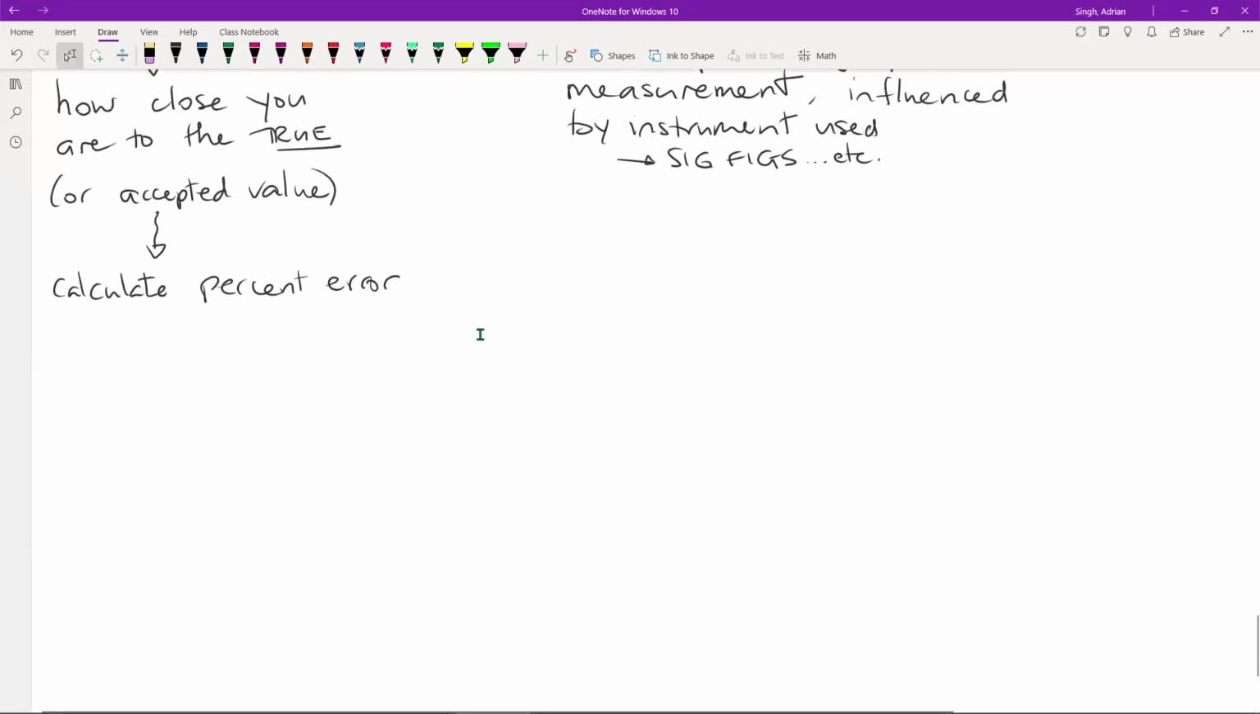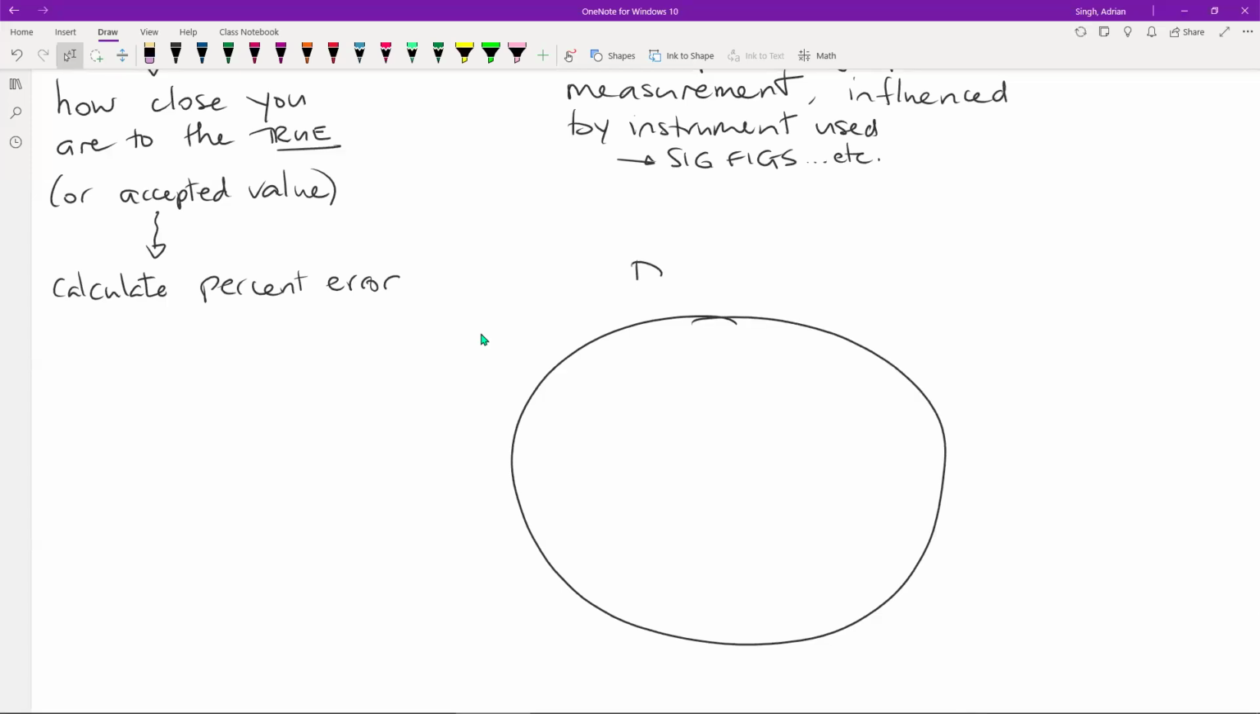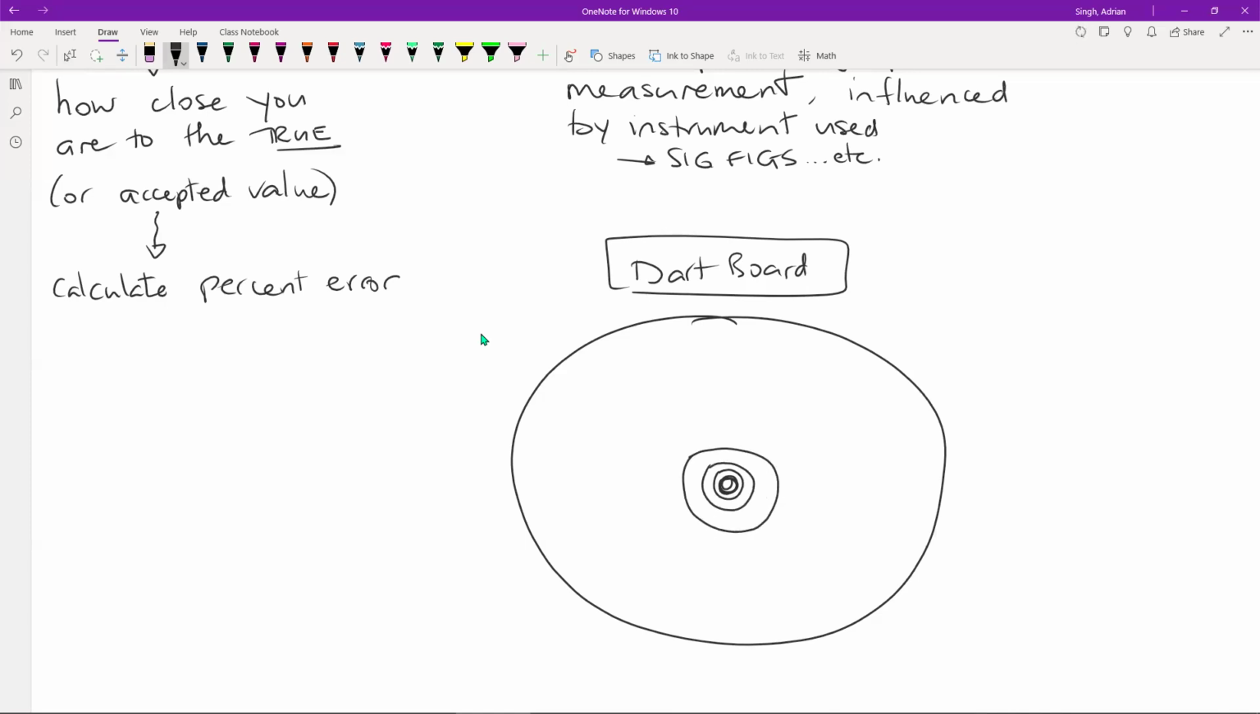So I'll give you an analogy here. Let's say that we have a dartboard, and we're throwing some darts at it. Obviously, maybe not obviously, but you want to aim for the bullseye. That's our goal. Right here in the center is what we're aiming for. Okay, and let's say you throw some darts at this, and the first dart ends up here, the second one ends up there, third one there, fourth one there, and the fifth one there.